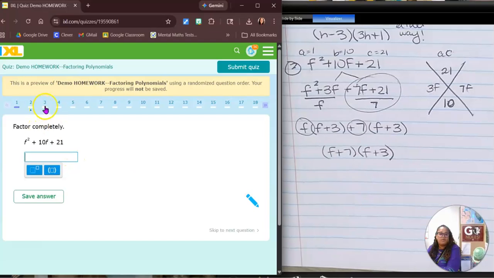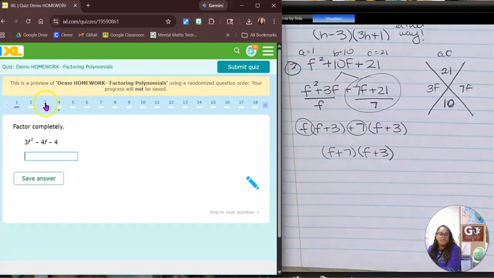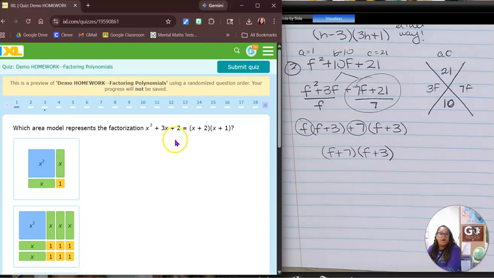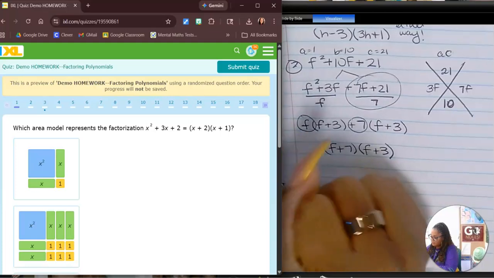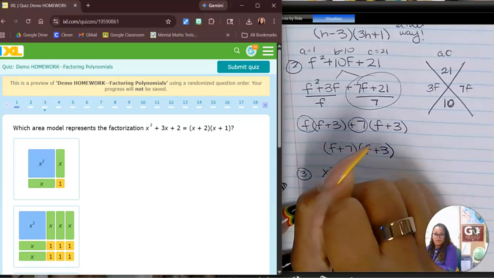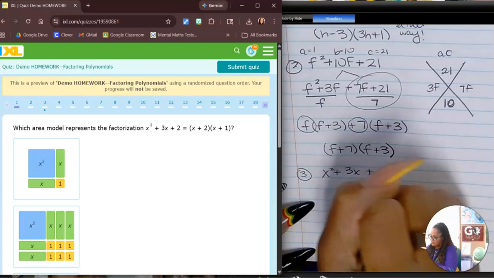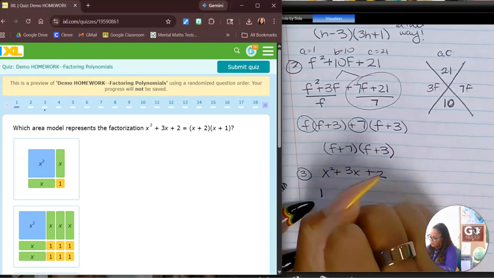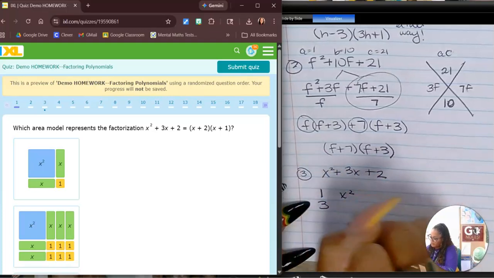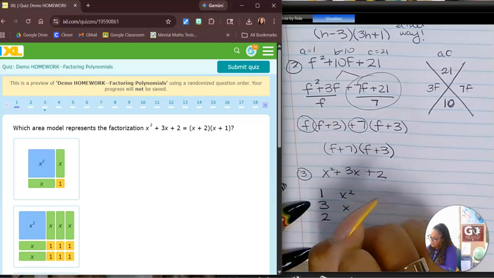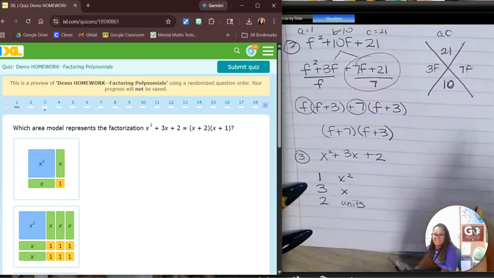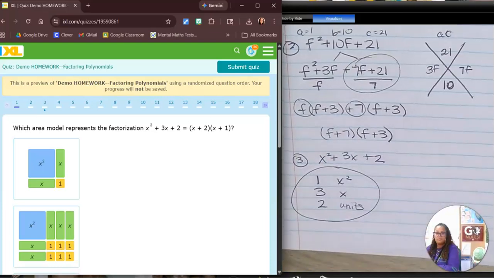Okay, I'm going to keep going. Let's kind of skip around. That's another factor completely. Oh, this one's one that we did last week. Okay, this says which area model represents the factorization x squared plus 3x plus 2. So I do need to write this down. X squared plus 3x plus 2. I need 1 x squared, 3 x's, and 2 units. I guess that's how we can show this work.